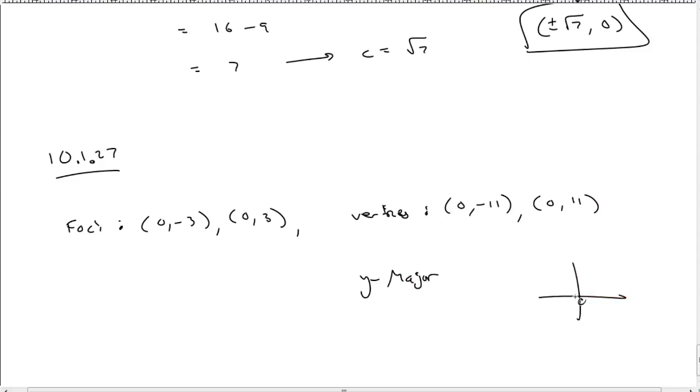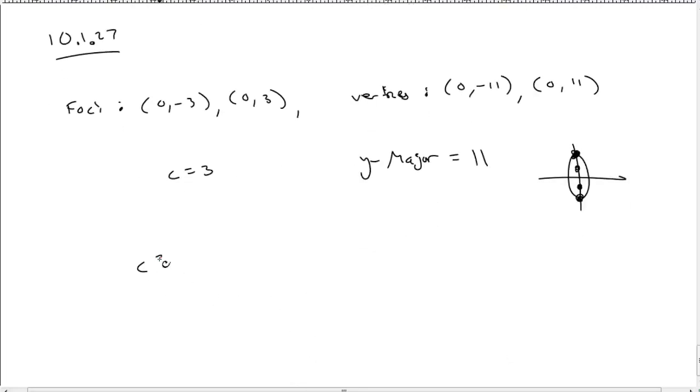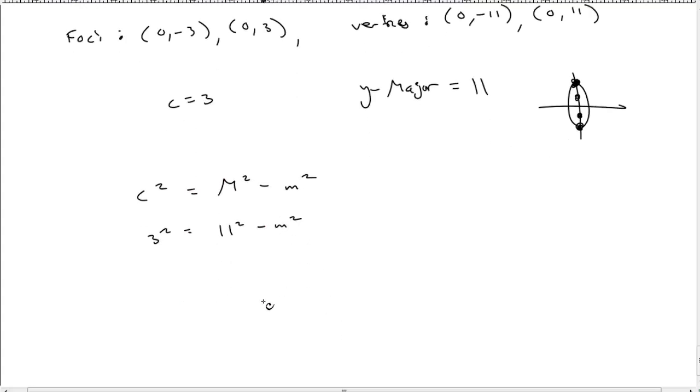What are vertices? Basically, they're the endpoints to an ellipse. I didn't mention them, I guess you can say, but there you go. They're the endpoints. Foci are going to be on the inside there. But everything's going to be along this y-axis, and so that's going to be a y major for sure. And because those are the endpoints, your y major is going to be an 11. Your c is going to be equal to 3. And so we can solve that equation to find the minor. I have 3 squared is equal to 11 squared minus the minor squared. That's my minor. And then solve.